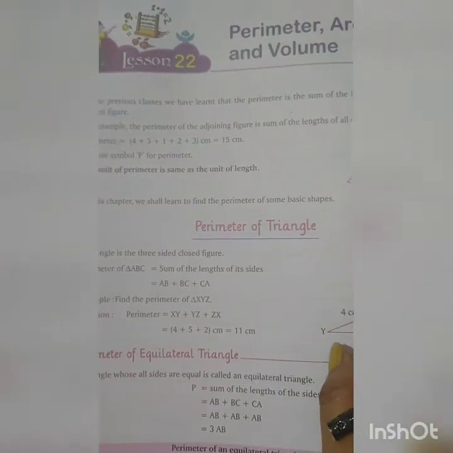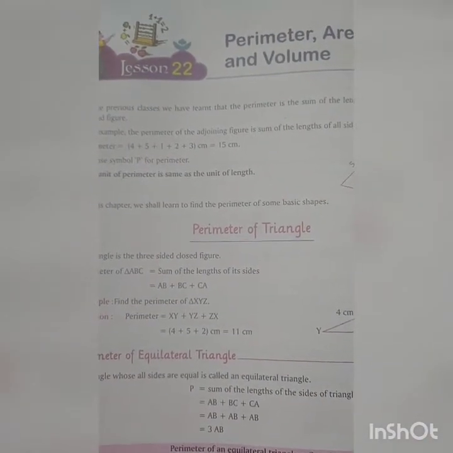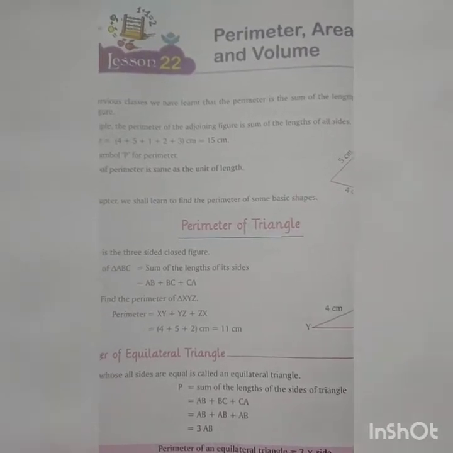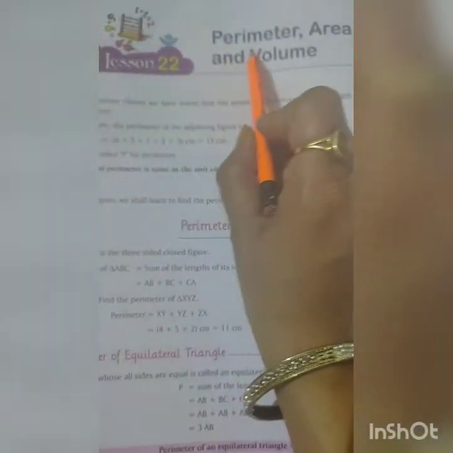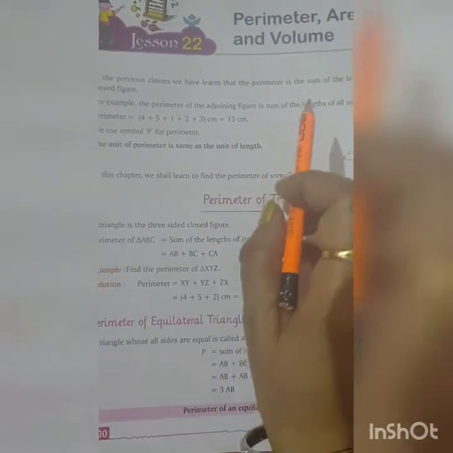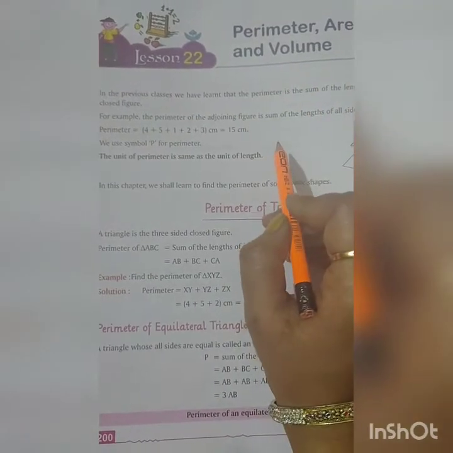Hello kids. Let us understand the concept of perimeter, area and volume. This is lesson number 22, perimeter, area and volume. Now the first question arises, what is perimeter?